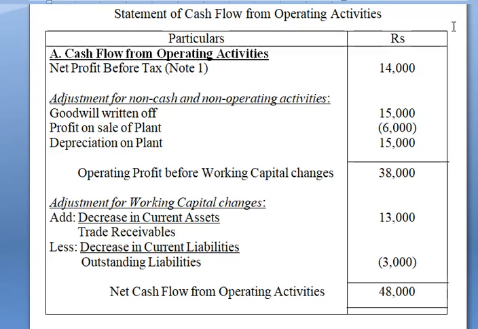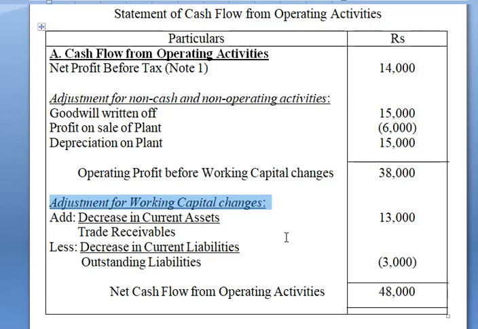The first one is net profit before tax, after which you have to do the adjustment for non-cash and non-operating activities, and after which you have to do adjustment for working capital. So 1, 2 and 3. As per this question we have only 3 layers or levels. But whenever there is tax paid in the question, there will be a fourth layer also. We will see that in future questions. So let us begin with this.